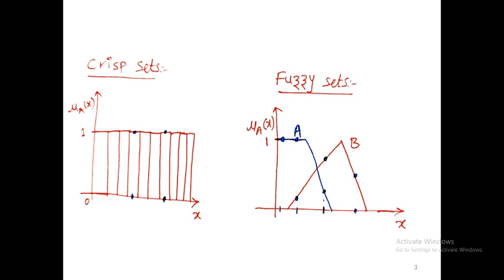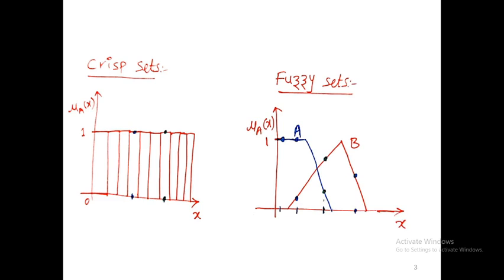So that's why those blocks represent the different sets. The first, second, third, and fourth blocks represent different sets. But in each set also, for example, if the first block represents set A, then in set A, the values either belong to 0 or they belong to 1. Only a yes or no option will be there in the crisp set.